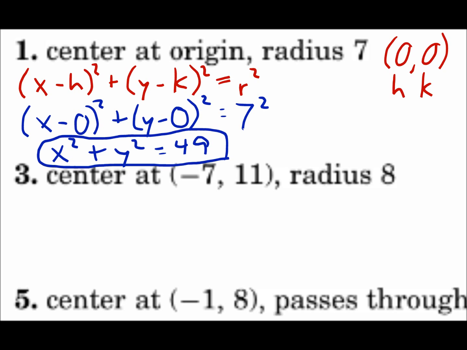Make sure your answer is in simplest form. Don't leave any x minus zeros. Don't leave any subtracting negative numbers.